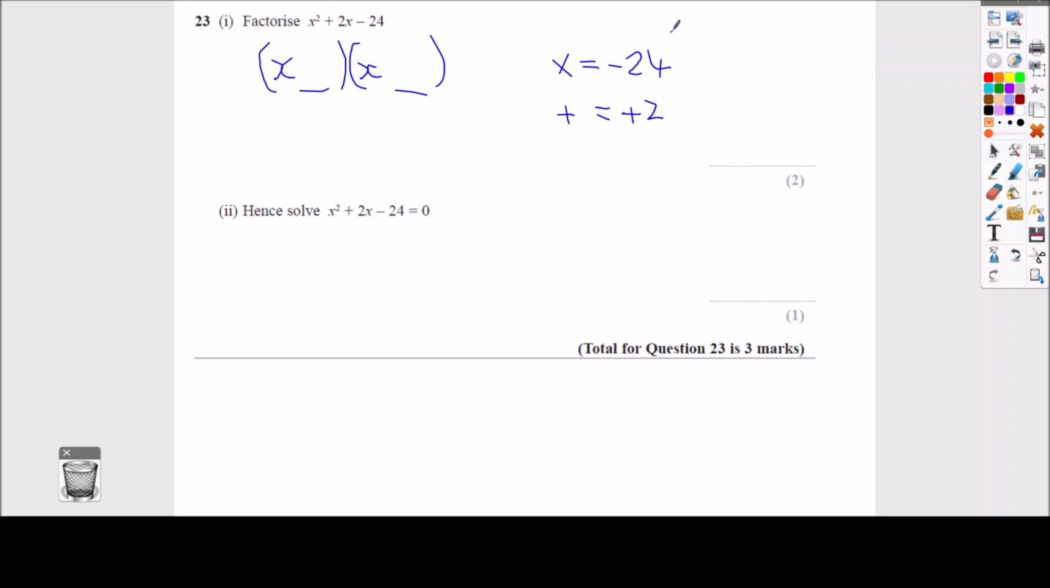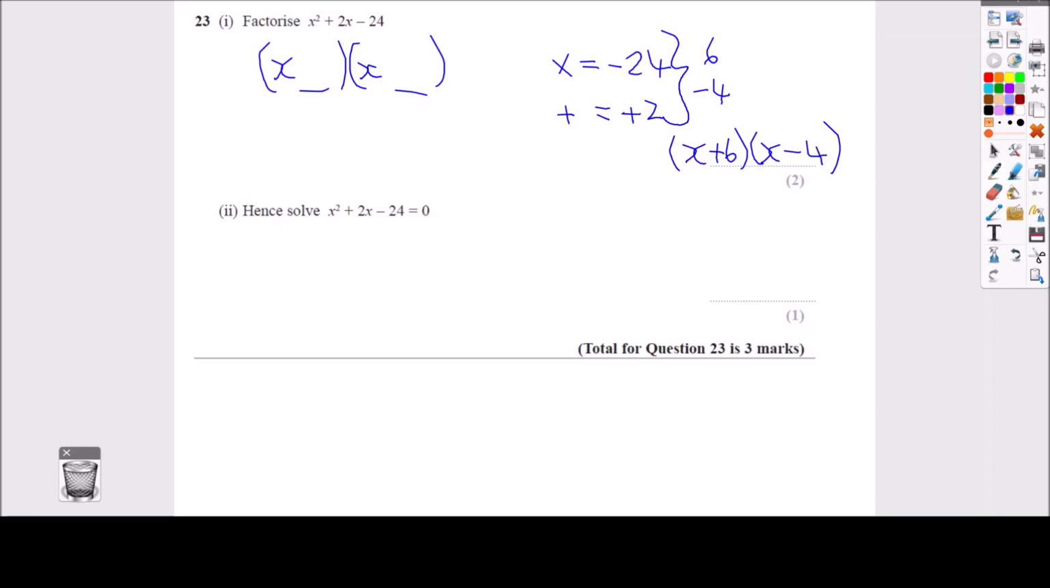So what two numbers, on the one hand, multiply to be minus 24, on the other hand, add to be 2? Now that is 6 and minus 4. 6 times minus 4 is minus 24. 6 take away 4 is plus 2. So our final answer is x plus 6, x minus 4. Or indeed, you could have written x minus 4, x plus 6. But you must have a plus 6 and a minus 4, not a minus 6 and a plus 4.